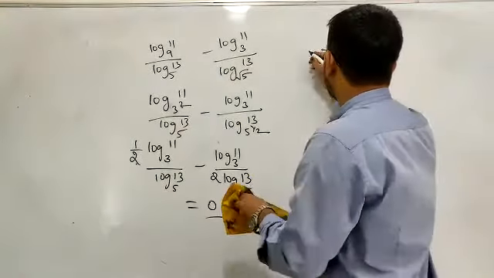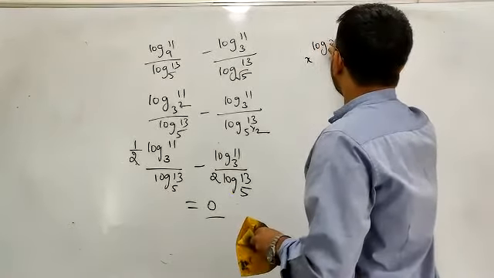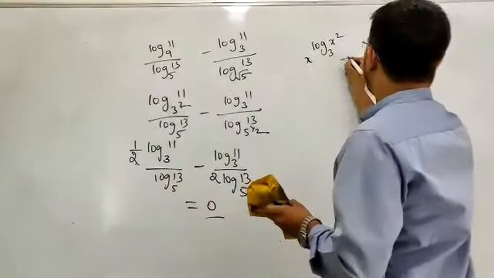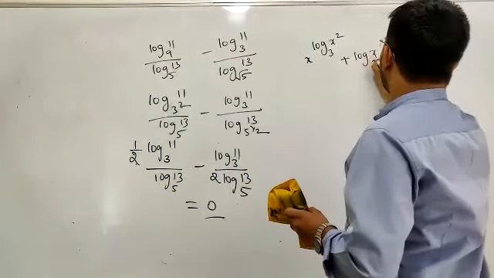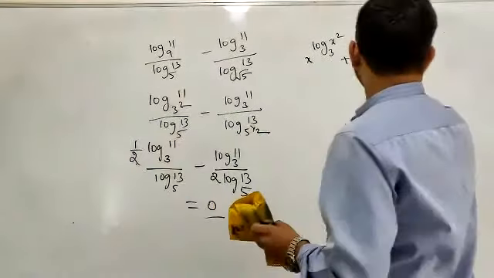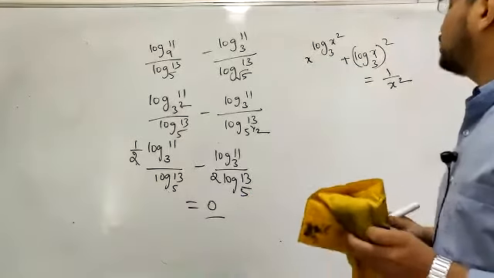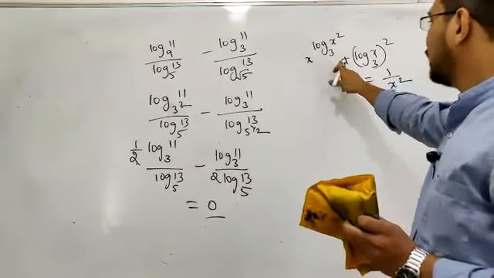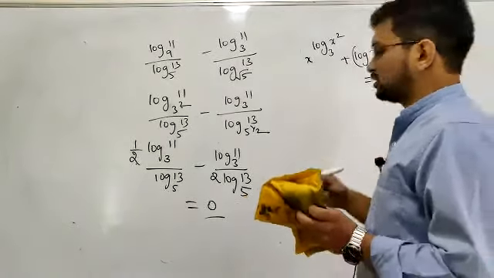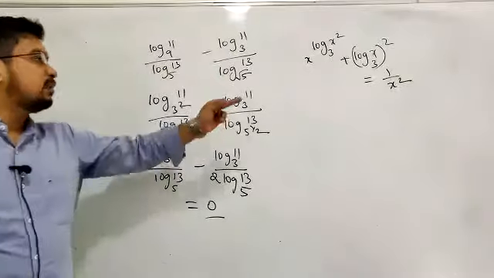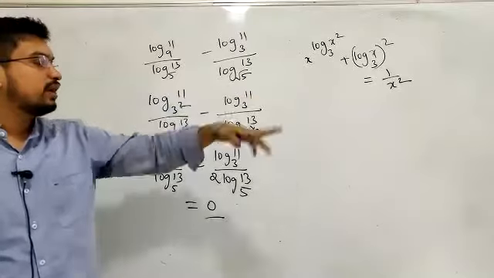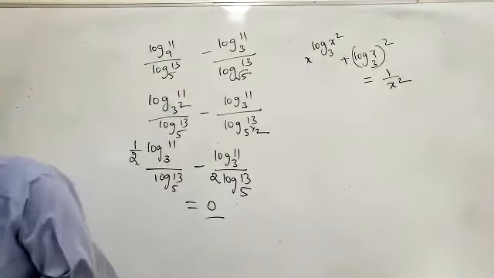Solve x power log x square to the base 3 plus log x to the base 3 whole square is equal to 1 by x square.